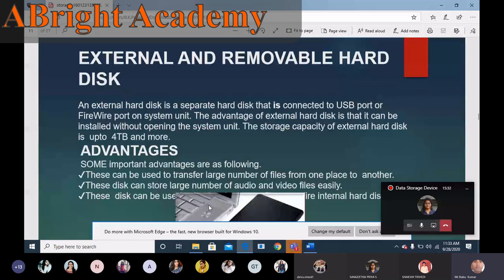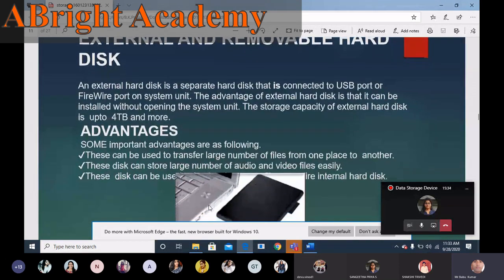External and removable hard disk. An external hard disk is a separate hard disk that is connected to a USB port or FireWire port on the system unit. The advantage of an external hard disk is that it can be installed without opening the system unit. The storage capacity of an external hard disk is up to 4 TB and more.